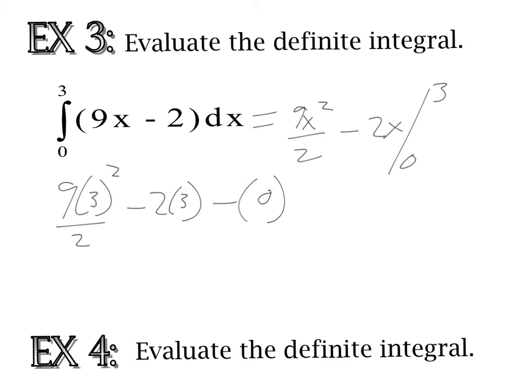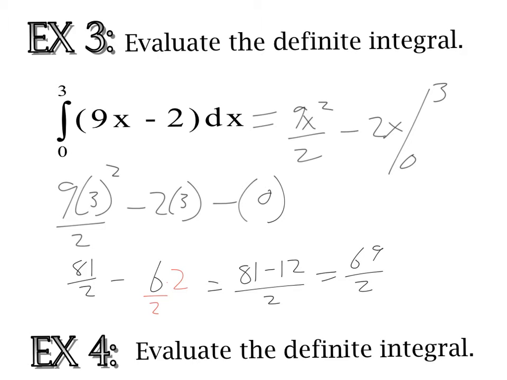Well, 3 squared is 9, and 9 times 9 is 81. So we're looking at 81 over 2 minus 6. Common denominators, we're going to multiply this by 2 and 2. So this is really like saying 81 minus 12 over 2. Let's see, 81 minus 10 would be 71, minus another 2 would be 69. So this is 69 over 2.